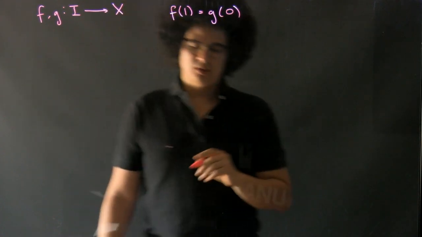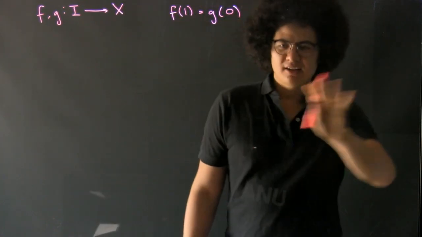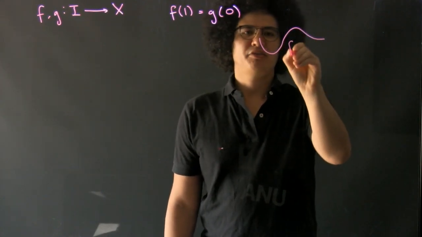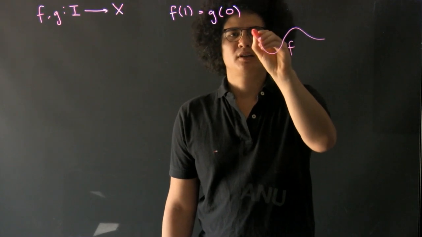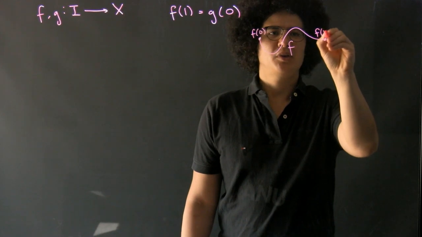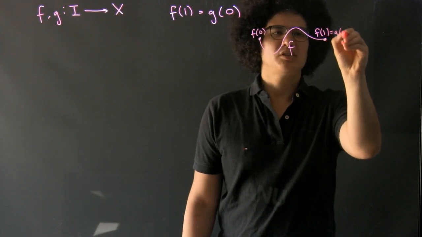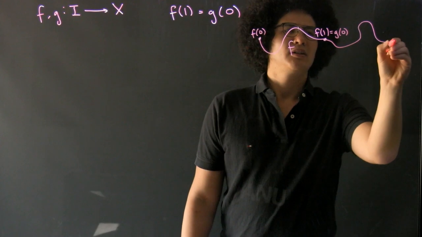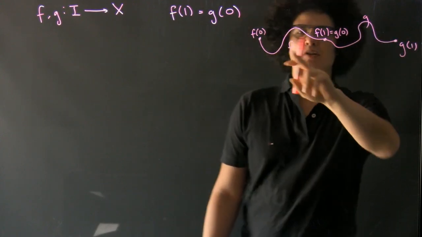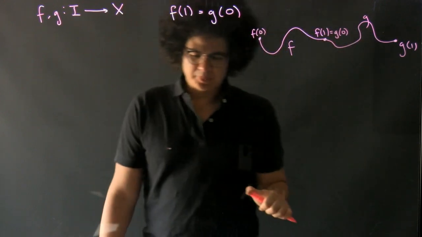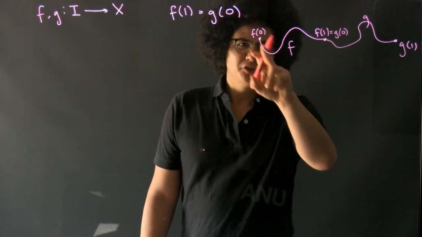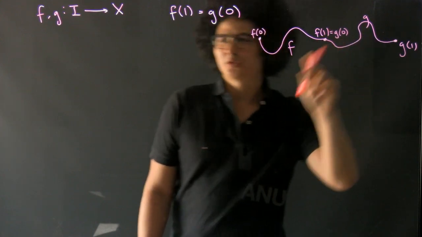So f of 1 equals g of 0, which means that in our ambient space, we'll have something like this is f, so this is f of 0, the start point of f. This is f of 1, which is going to be equal to g of 0, and that's going to be g of 1. So these are our paths. And the composition is just going to be: do this at double speed and then do this at double speed.